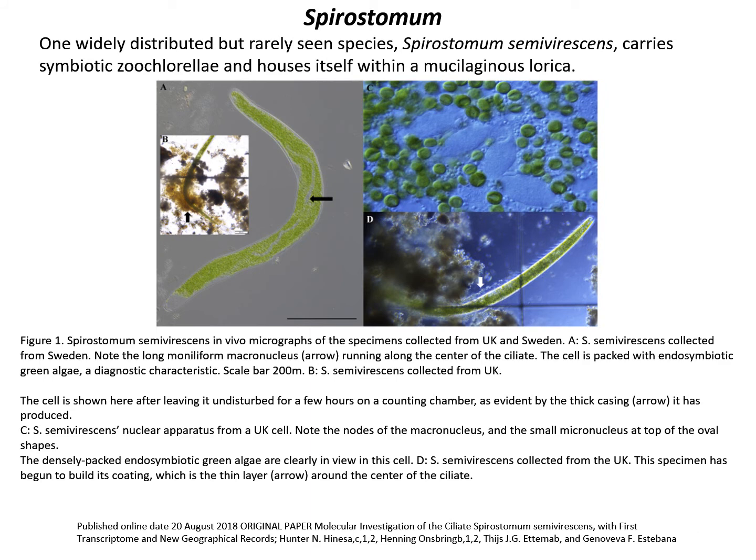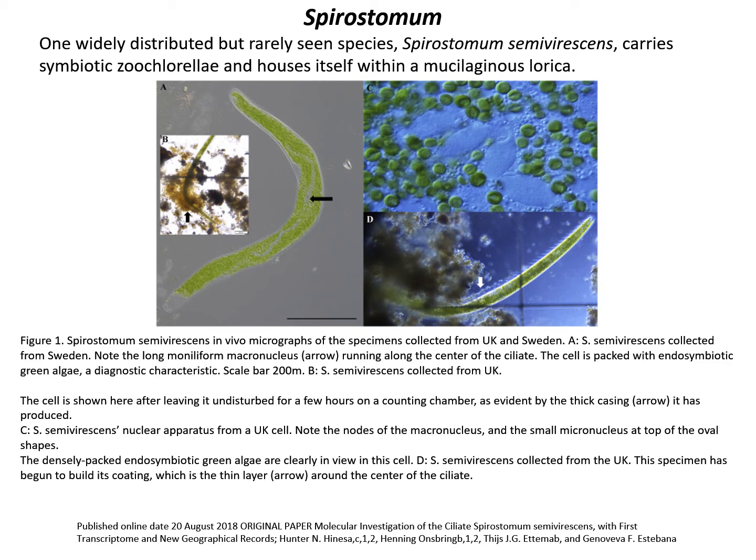One widely distributed but rarely seen species, Spirostomum semivirescens, carries symbiotic zoochlorella and houses itself within a mucilaginous lorica of its own making. The mucilaginous secretions of Spirostomum semivirescens can be seen in the insert picture on the viewer's left and in the lower frame of the pictures on the right.